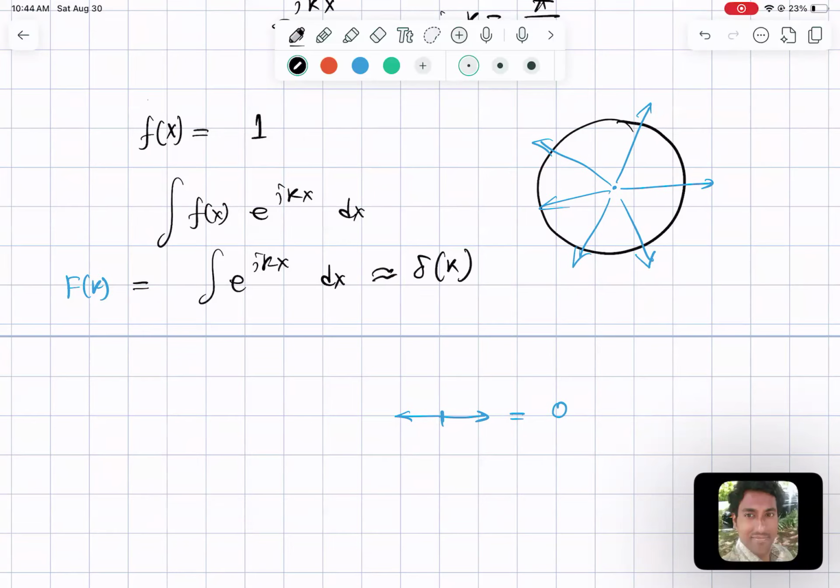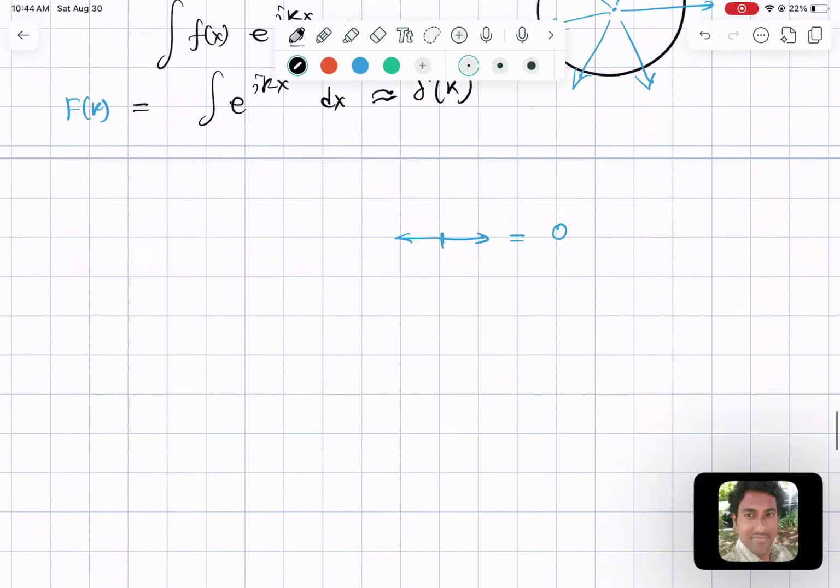The delta function is called the Dirac delta function; Paul Dirac made it famous, so it's called the Dirac delta function. The property is simple. It's 0 everywhere except where the argument of the function, or distribution, is 0. Delta is not a function, but let's not go there. But the idea is we get the delta function: basically 0 everywhere except when k equals 0. Now, if f of x is not a constant but something else, the idea remains the same.